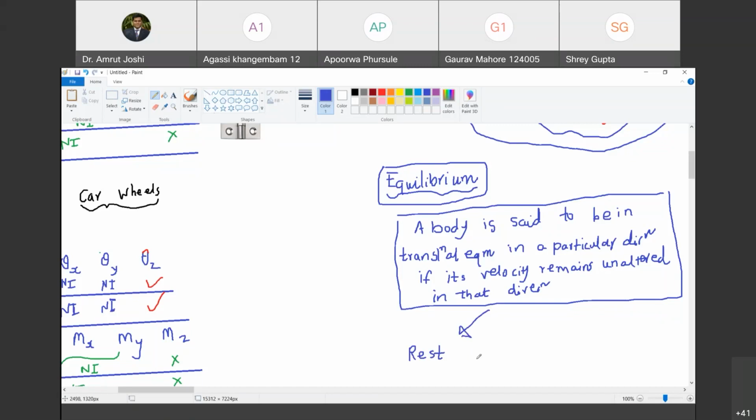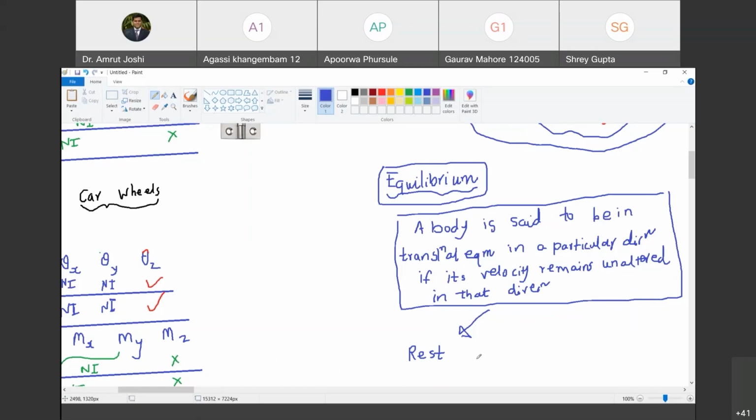Even if the body exhibits a uniform motion in x direction, it keeps on moving with the same velocity in x direction, you will say that the body is in equilibrium in x direction. Are you with me? Yes, sir. Which equilibrium? Translational equilibrium. So there are two notions of equilibrium. One is translational equilibrium and another is rotational equilibrium. Let us say a body is at rest or is moving with a uniform velocity in x direction. We will say that the body exhibits translational equilibrium in x direction.